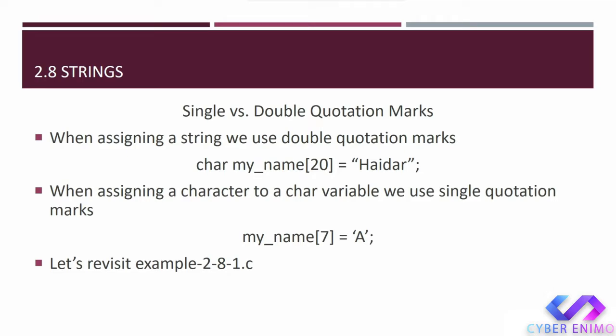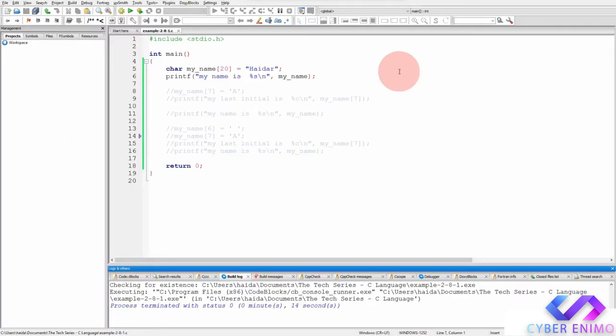Let's now go back to our example in Code::Blocks. On lines 8 and 9, we have code that's been commented out. Please remove the double slashes from those lines. So that's line 8, that's line 9.